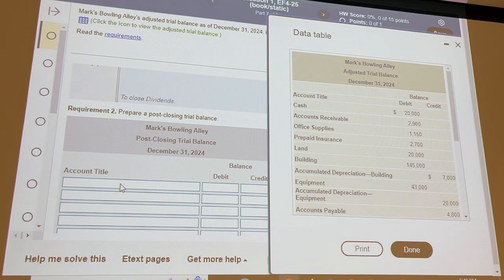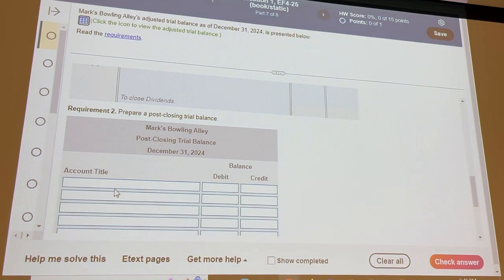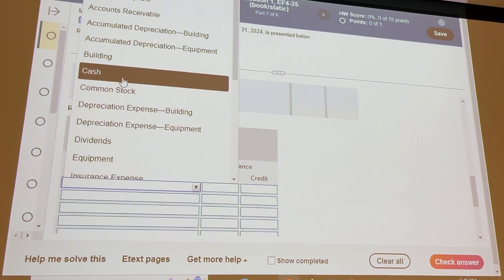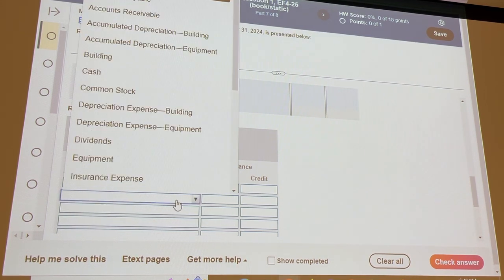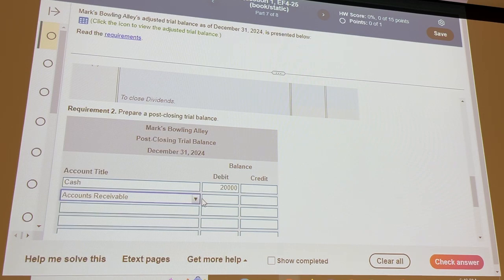So the permanent accounts for the most part don't change, but there's one big exception to the rule. Retained earnings, which is a permanent account, does change because of the journal entries that we just did in the closing process. So you'll bear with me, I'll just fill out most of this pretty quickly, and then we'll talk about what we do with retained earnings. So cash is a debit still of $20,000, just like it was on the adjusted trial balance. Accounts receivable, debit of $2,900.